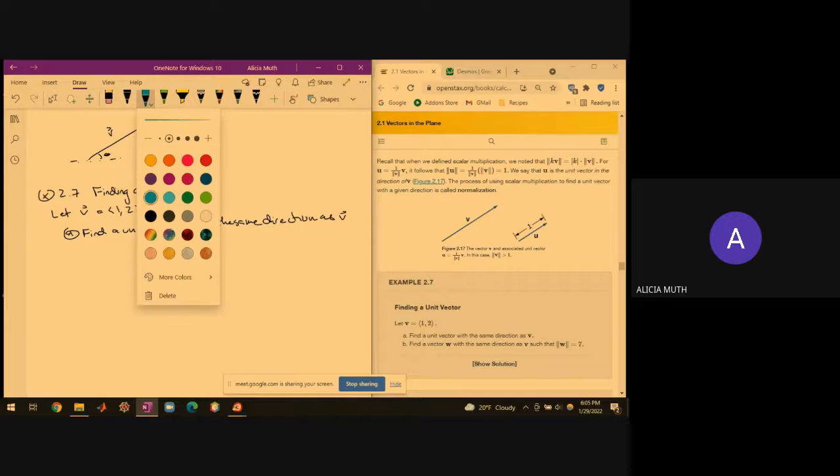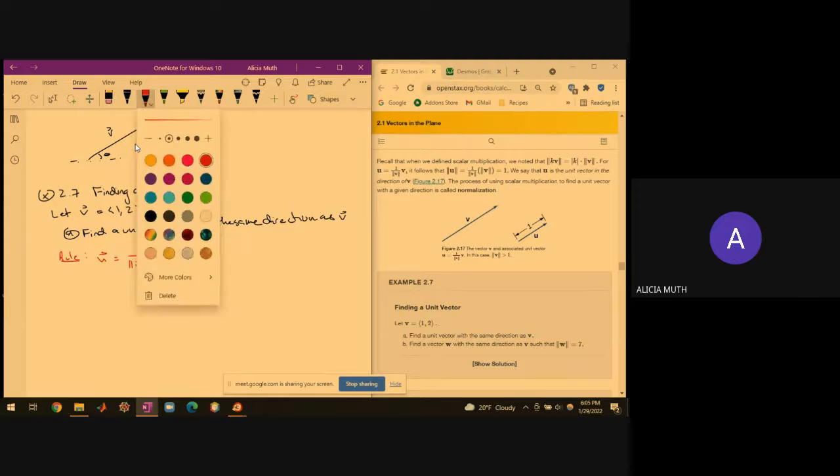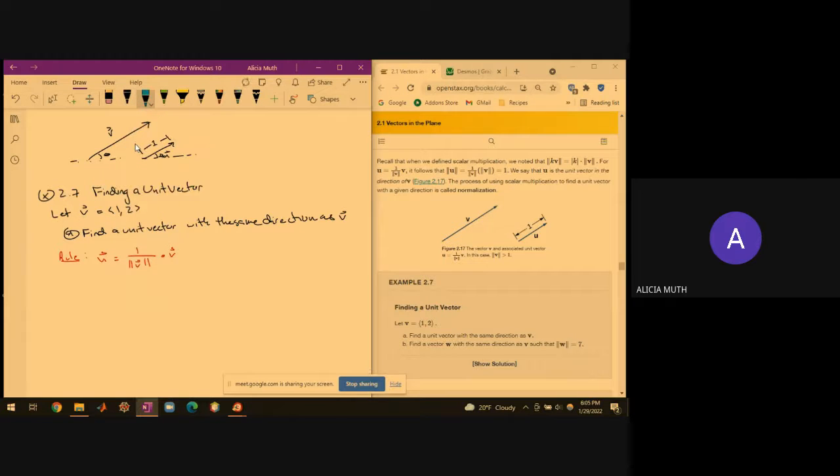Based on the rule that we had up above, this is pretty easy to do because we know that our unit vector u is equal to the scalar multiplication of 1 over the magnitude of our vector v times the vector v. So with that information, what we're going to do is first compute the magnitude of v. And we know how to do that using Pythagorean theorem, right?